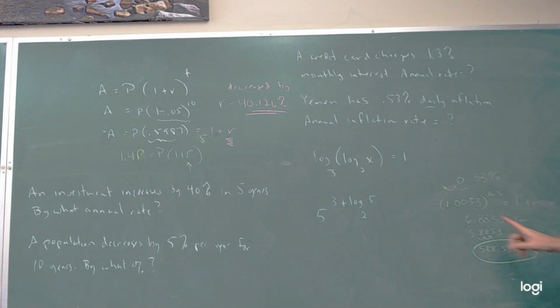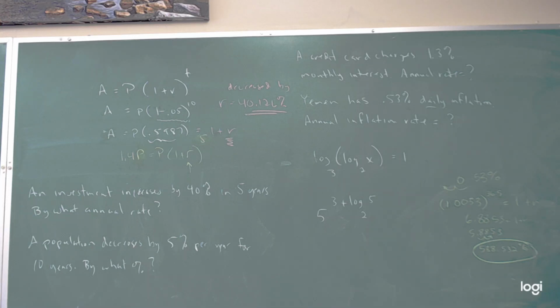So this is our daily interest. It's not compounded daily. That's just the percent increase in price per day. So if we raise it to the 365 and set that equal to 1 plus R, the R is going to represent that annual inflation rate. And so it's ridiculously high because in this place the country is kind of falling apart.